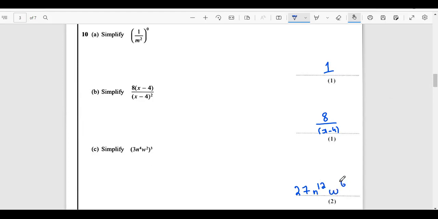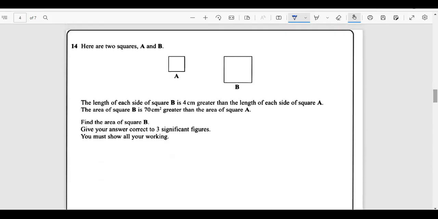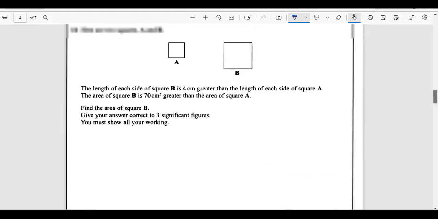W246. Very good. W6. Excellent. Very good. Okay, so now you know how to do these questions. This was a 4-mark question as well.